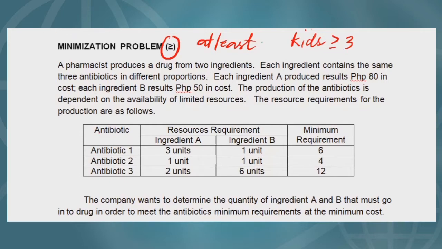So we have this given problem. A pharmacist produces a drug from 2 ingredients. Each ingredient contains the same 3 antibiotics in different proportions. Each ingredient A results in 80 pesos in cost. Each ingredient B results in 50 pesos in cost. The production of the antibiotics is dependent on the availability of limited resources. The resource requirements for the production are as follows. We have this table already as our given.